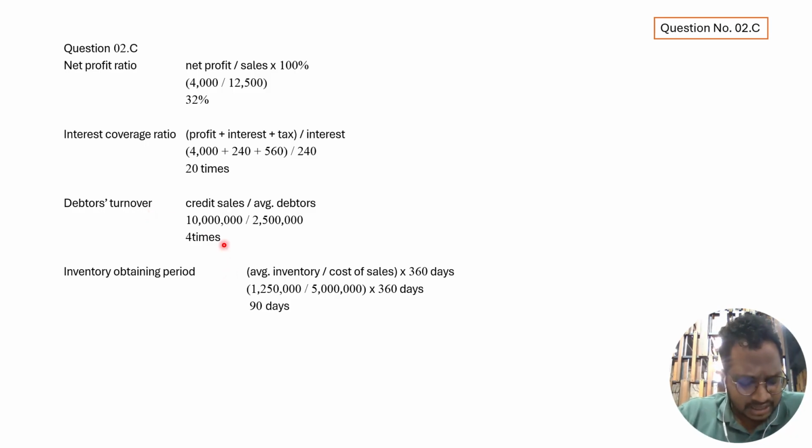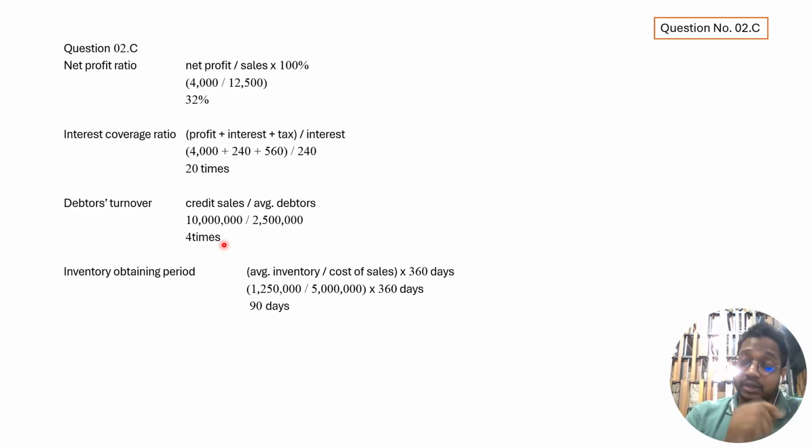And for the inventory holding period, to find that, average inventories divided by cost of sales, multiplied by 360 days. So you can find that as 90 days. And yes, that's it. Here is the inventory holding period.